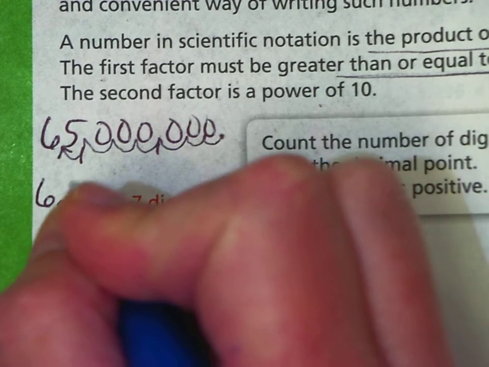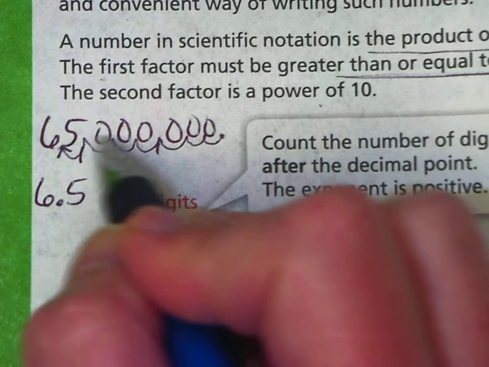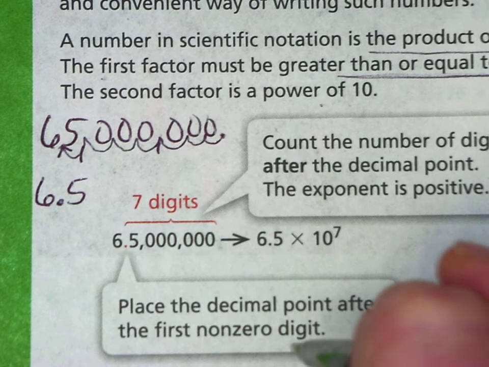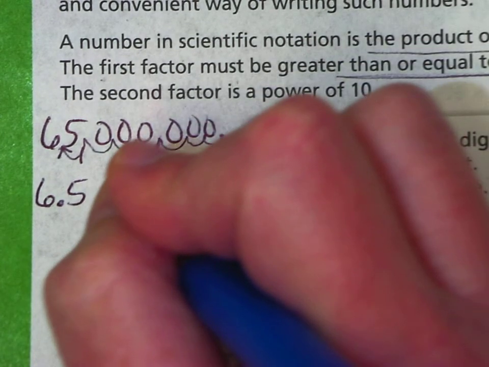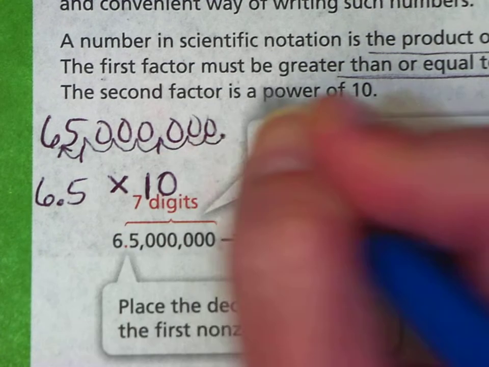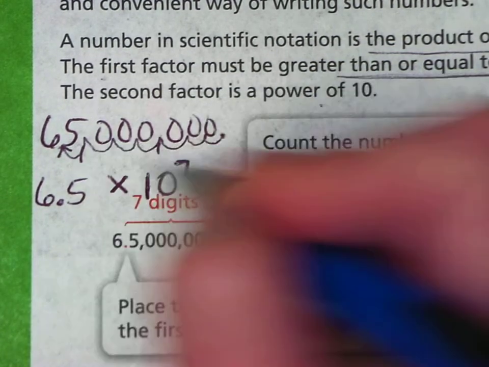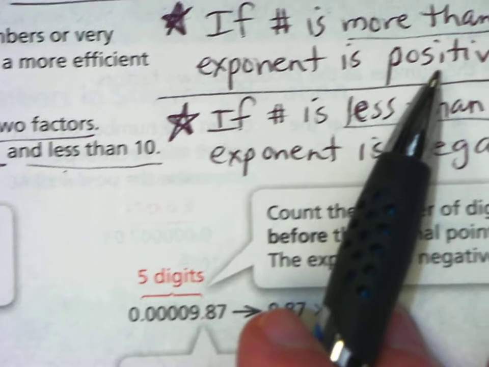If I move it 7 times and stop right there, my new number is going to be 6.5. I don't need to put all the rest of the zeros after it. So 6.5 is between 1 and 10. It's more than 1, but less than 10. Now you write times 10 to the 7th power. It's going to be the 7th power because I moved the decimal 7 times. And because my number is more than 1 to begin with, my exponent is going to be positive.